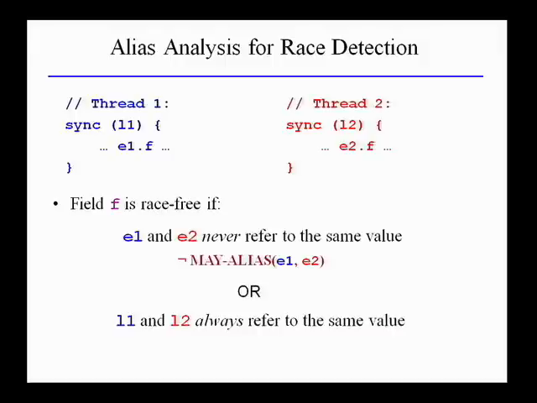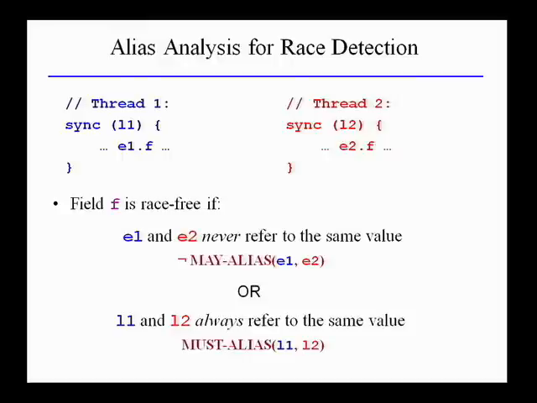Now, if your may-alias analysis doesn't succeed in proving that, if it says that they might access the same location, then it could still be race-free, provided that the locks acquired here in the synchronized blocks are always the same, because that guarantees mutual exclusion. Because now if they're accessing the same location, it doesn't matter, because there's guaranteed to be some kind of ordering on the accesses. So if either of these two things is true, then you can prove that that particular pair of accesses can't race.